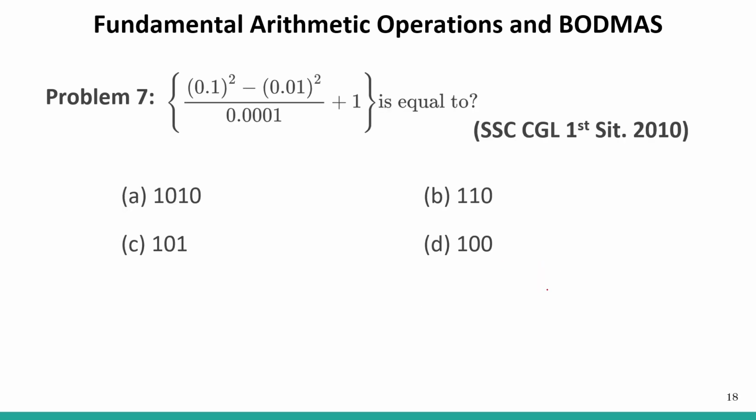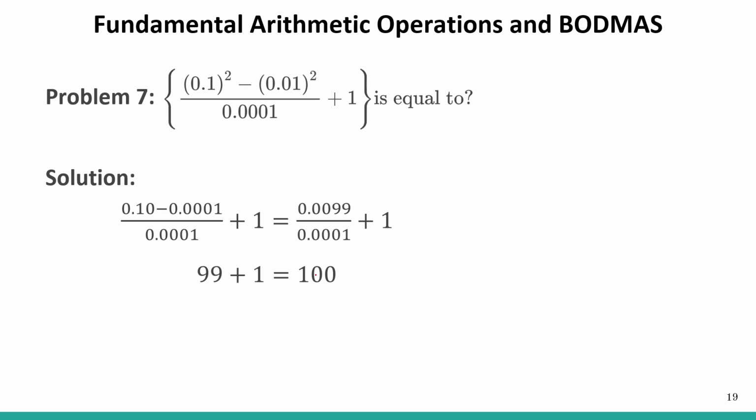Okay, let's see problem number 7. Problem number 7 asks us 0.1 whole square minus 0.01 whole square. Let's see how to solve this one. So this is equal to, plus 1 is here also. Don't forget this part. This has already appeared in first sitting of 2010 SSC CGL exam.